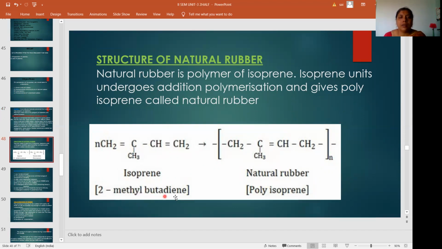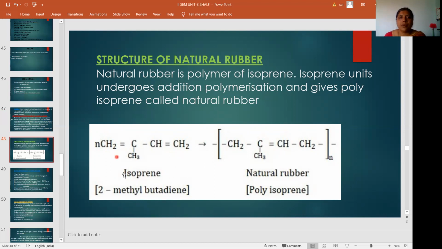2-methyl-butadiene is the isoprene molecule. These are the molecules present in the latex. When chemicals are added, these undergo polymerization. Which polymerization is this? Addition polymerization. Here the two double bonds shift to the middle: CH2, CH3, double bond, CH2. So this is the structure of natural rubber.